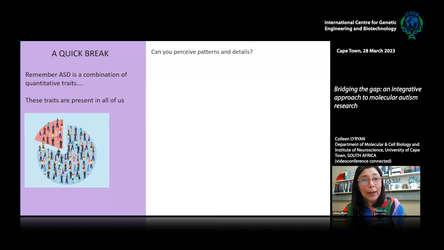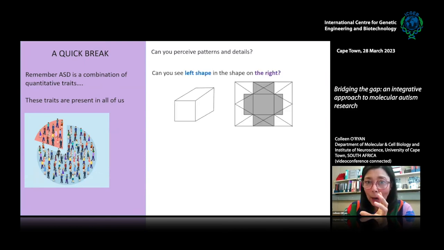And so I'm going to skip this slide. I was going to give you guys a quick break. But all I'm going to say is autism is so complex to diagnose. How many of you can see that weird rectangle shape that's on the left and the right? And some of you can see it, I'm sure.